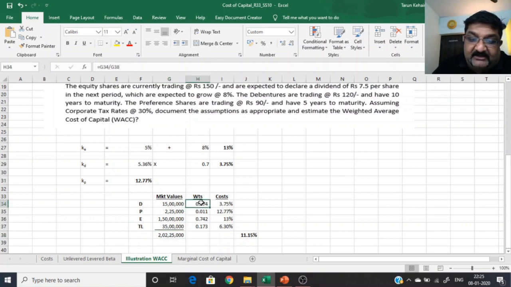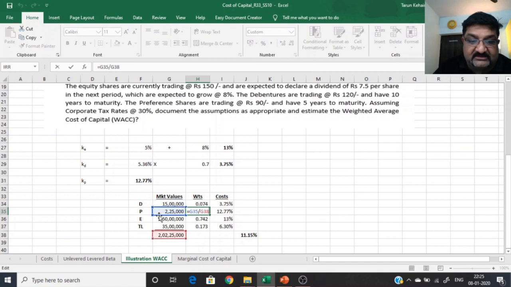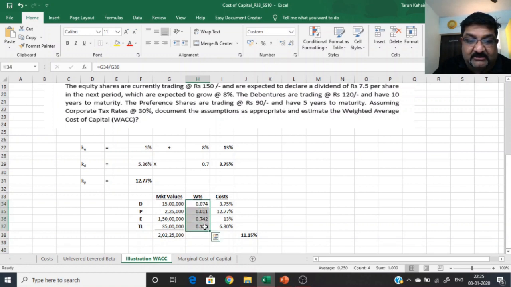What we do is we find out the weights of each in the total capital portfolio. For example, the weight of debt will be your debt market value divided by total capital. Similarly, for preference, it is the market value of the preference shares divided by the total capital. Similarly, for equity, it will be the market value of equity divided by the total capital portfolio. This way, you get the weights of all the securities, and then you multiply this by the cost of each security which we have computed above.